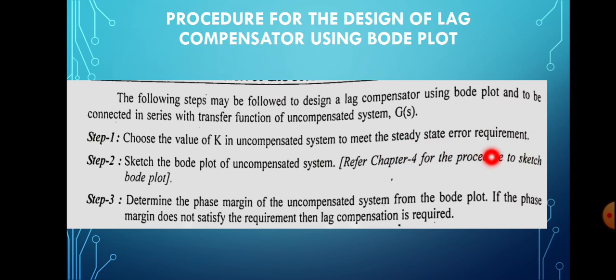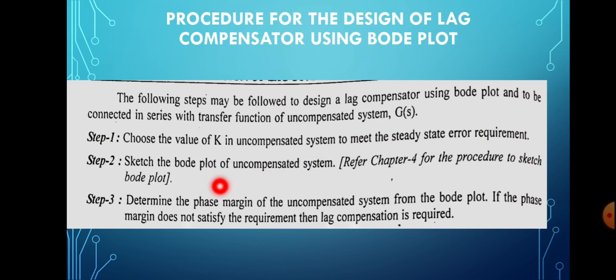Sometimes there will be some steady state error requirements, or sometimes there may be some phase margin requirements. So first of all, you will be given an open loop transfer function G(s) that represents the uncompensated system, and you are asked to find the compensated system. First, you have to choose the value of K in the uncompensated system to meet the steady state error requirements.